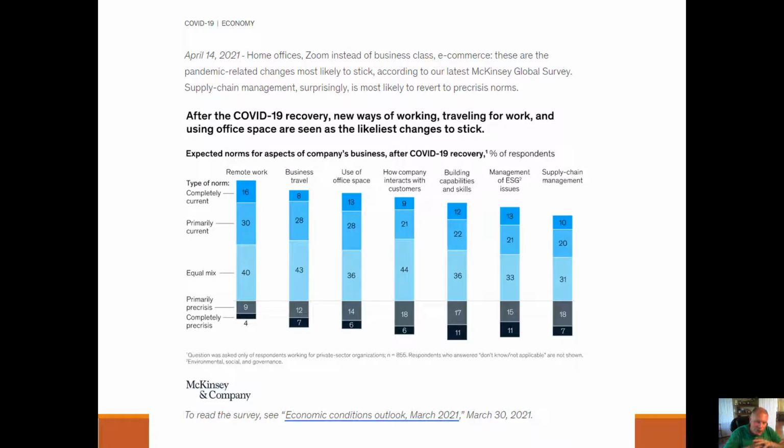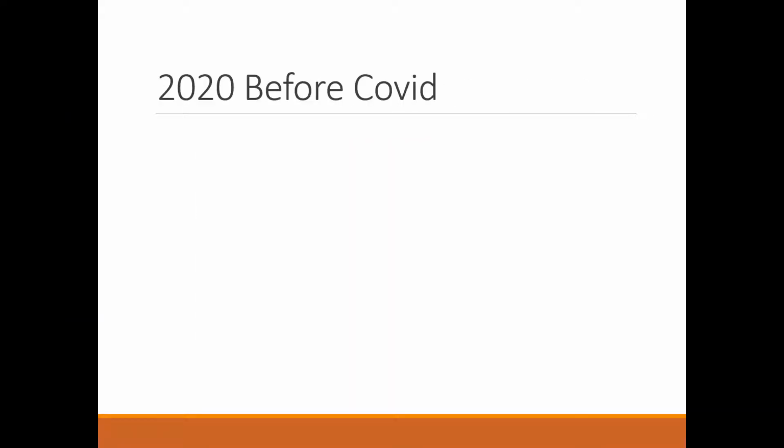Now I think COVID just pushed things along faster. So now let's just take a look at before COVID. And 2020 started out as an interesting year. Things were reasonably good. We were seeing slowing world economic growth, including here in the USA. A lot of trade tensions between countries.